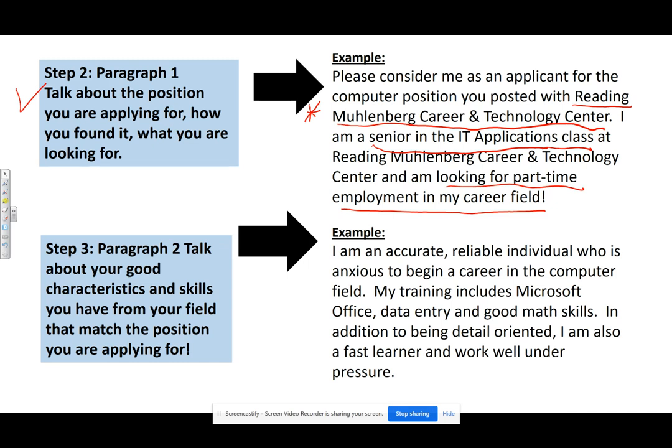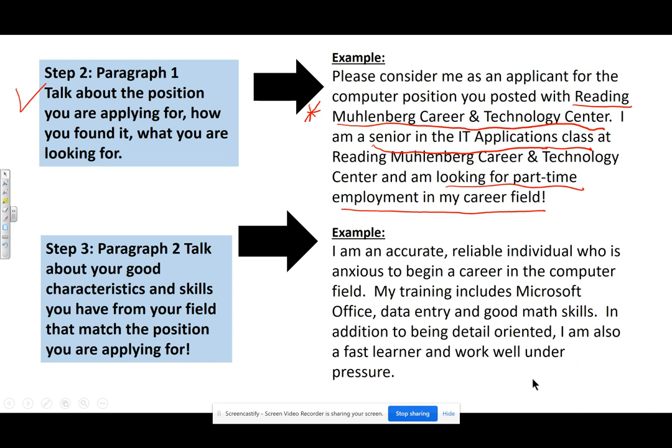So step 3, paragraph 2: talk about your good characteristics and skills you have from your field that match the position you're applying for. So let's read again. I am an accurate, reliable individual who is anxious to begin a career in the computer field. My training includes Microsoft Office, data entry, and good math skills. In addition to being detail-oriented, I am also a fast learner and work well under pressure.